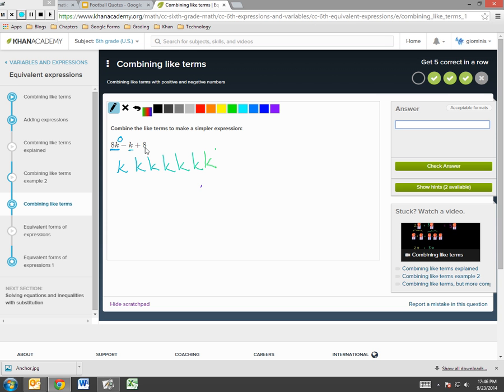And then this 8 is a different term. I cannot combine it with the K's because it does not have a K with it. So my answer would be 7k. Now, notice it says plus 8, so I'm going to add 8.